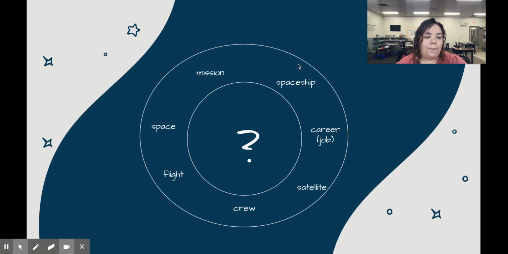What do you think the main idea of all these key details supporting is? Mission, spaceship, career, job, satellite, crew, flight, space. Write it down in your notebook. What do you think that main idea is? Because you're going to have to answer it in your homework page. Okay.